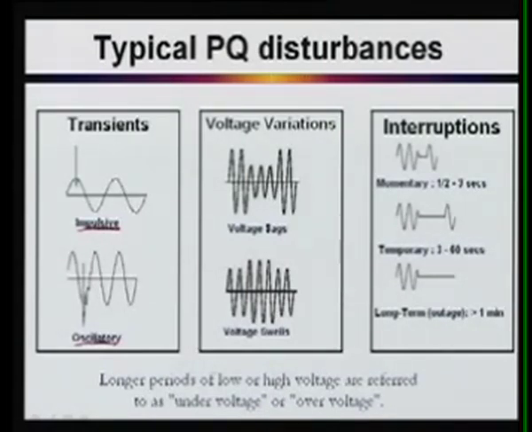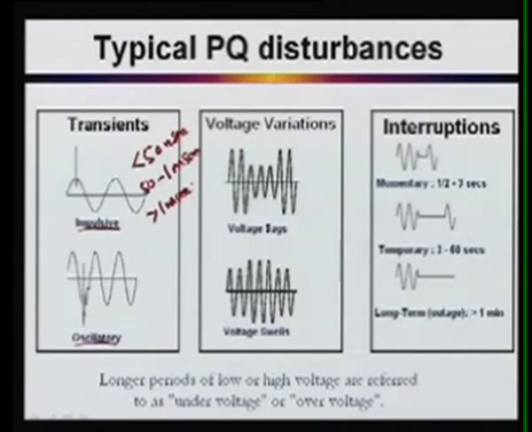The transient again can be of different magnitude in terms of time. The impulsive may be nanosecond, microsecond, or millisecond. If the impulsive transient is less than 50 nanoseconds, then it is called a nanosecond impulsive transient. If it is from 50 nanoseconds to 1 millisecond, then it is called a microsecond impulsive transient, and if it is more than 1 millisecond, then it is known as a millisecond impulsive transient.